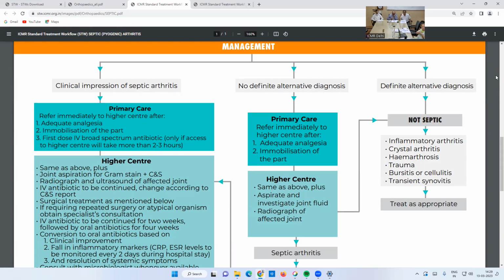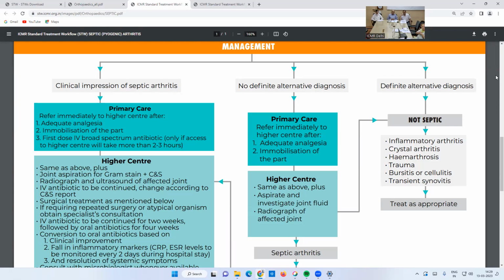If the patient requires a repeated surgery, or requires another surgery, then there are chances that there is an atypical organism. So in a normal scenario, what we do is we start antibiotic after taking cultures, and then we do the joint debridement properly, and then we keep patients on IV antibiotic for 2 weeks, and then we can shift to oral antibiotic for another 4 weeks.